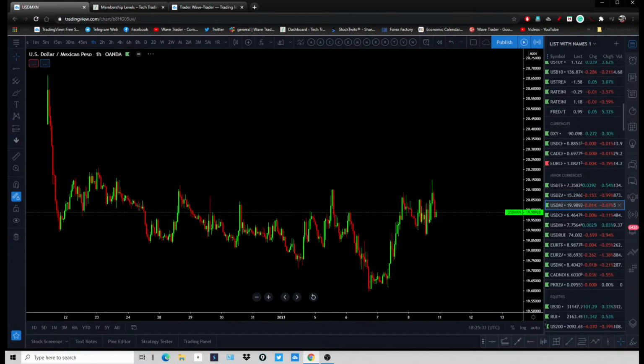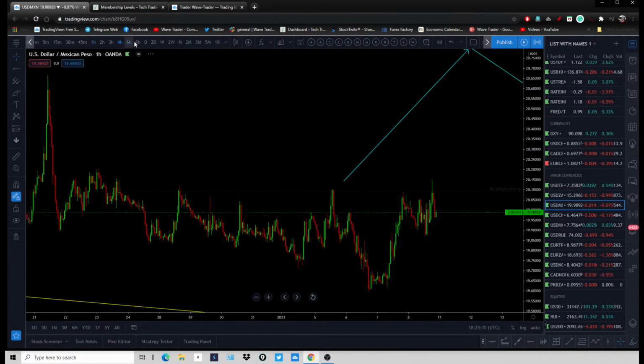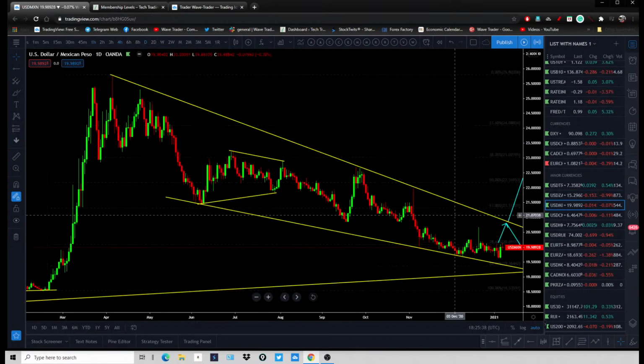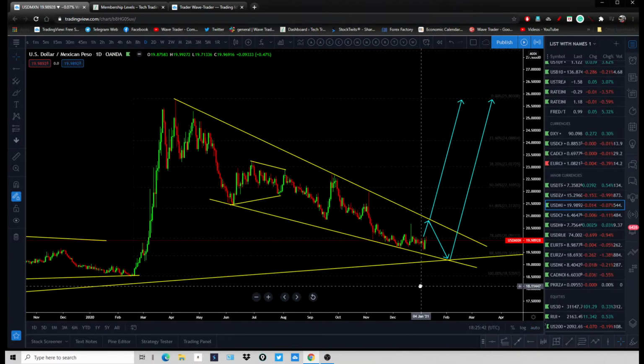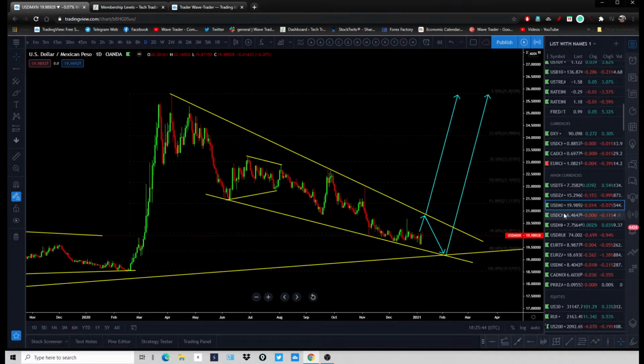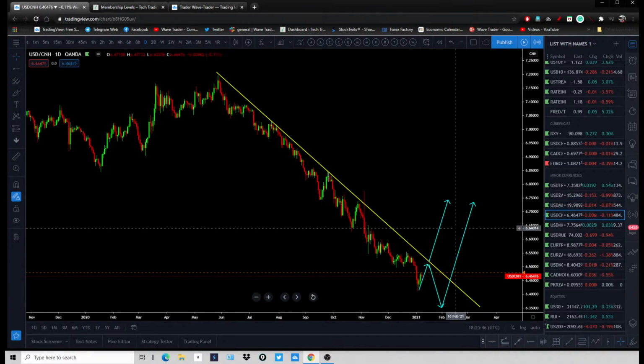All right, so dollar peso is also the same. Same pattern formation is just appearing over there. All right, there you see, not the best chart. Still in a trend. Another leg lower. Yes, this is going to be the crucial chart to watch.